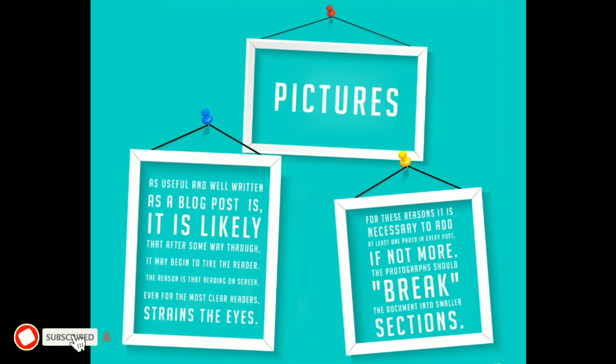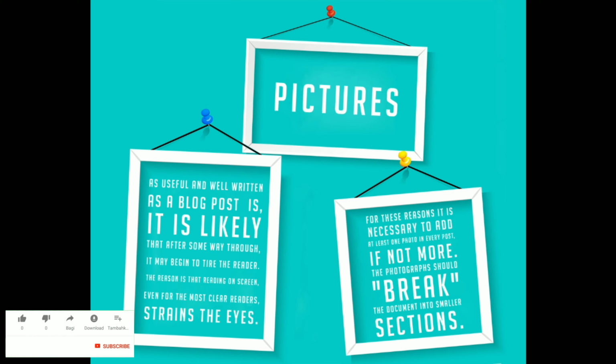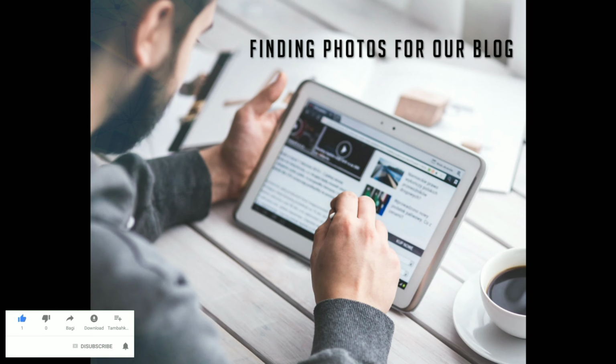The photographs should break the document into smaller sections. Writing this way is relaxing for the eyes of the readers, as they will not see one paragraph after another without stopping. Additionally, our article will also be less text-based. It will not give the impression of an endless list of words, but of a pleasantly worded article accompanied by images. Of course, the images that we use should be related to the content of our article.